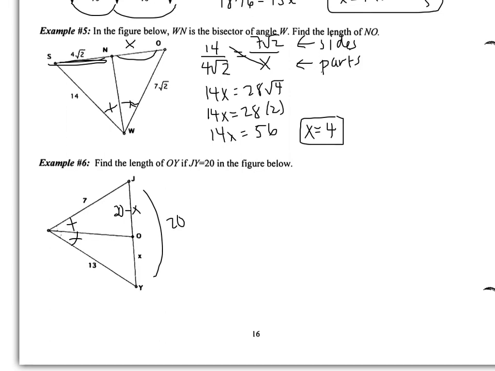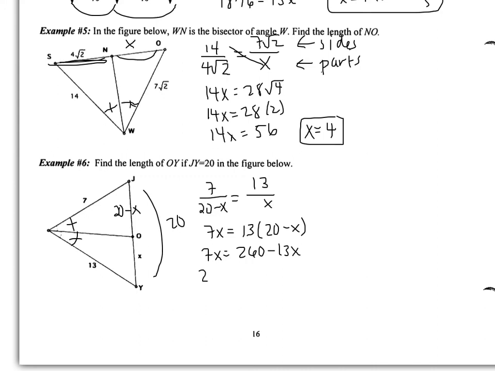Okay, let's see how we did. 7 is one side. That touches the little part 20 minus x. The other side is 13, and that touches the little part x. Now we're ready for cross products. I get 7x equals 13 multiplied by 20 minus x. So 7x equals 260 subtract 13x. If I add 13x to the other side, I get 20x equals 260. Dividing by 20 gives me x equals 13.